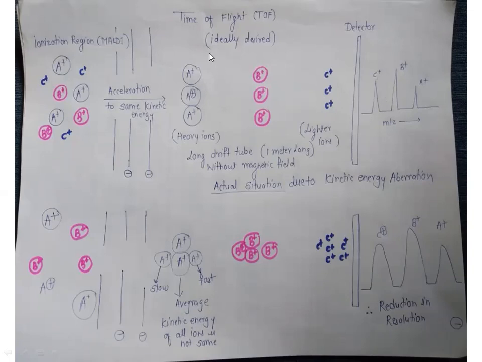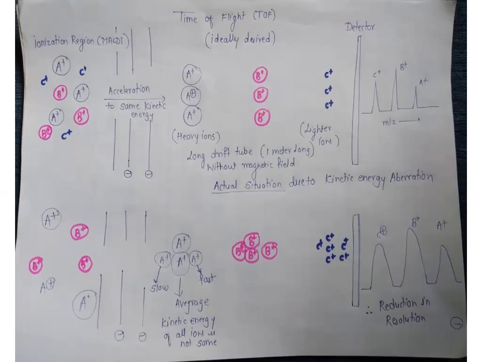Now this is what is ideally desired situation, but actual situation in a time of flight mass analyzer is not like that. Here we have made the first assumption that the kinetic energy of all the molecules is same, but this is not the true scenario. The kinetic energies of all those ions are going to be different. Few of the ions are going to move fast and few of the ions are going to move slow. So there are three reasons due to this. We are going to have this phenomenon.